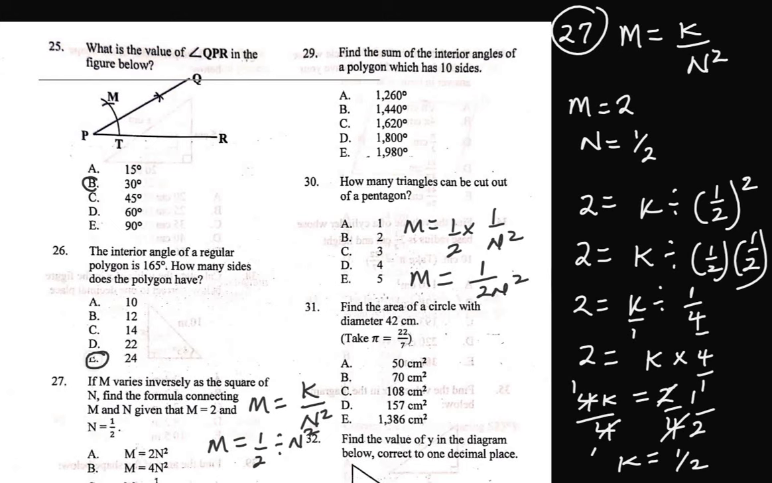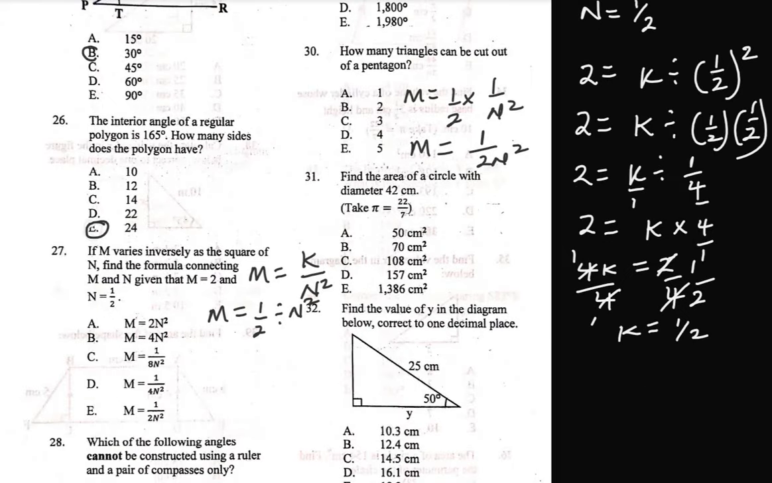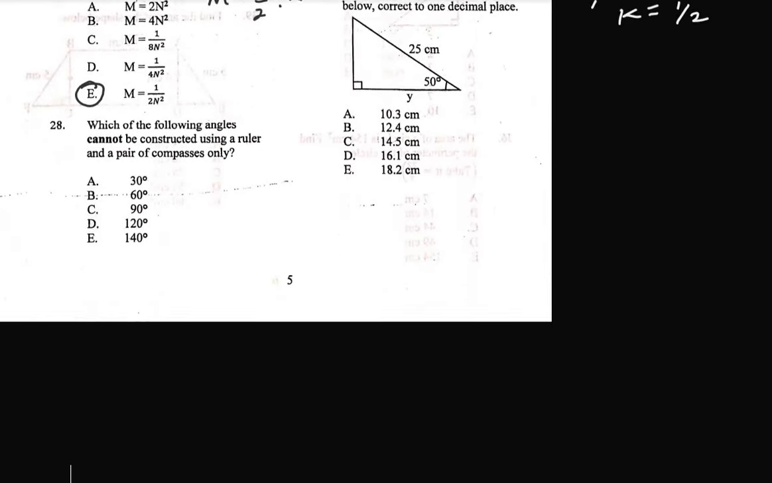Let's look at the options and see the one that satisfies the answer we got. So we have 1 over 2n squared. The right answer is E. Alright, let's move over to question 28.